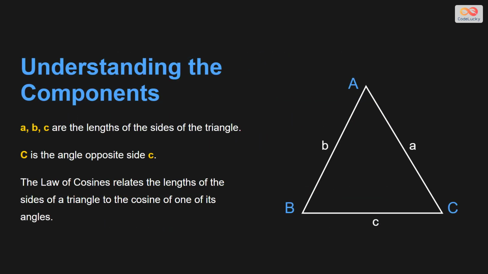Let's break down the parts of a standard triangle. We label the side lengths as A, B, and C. The angles opposite these sides are labeled with corresponding capital letters, A, B, and C. So, angle C is opposite side C, angle B is opposite side B, and so on. This relationship is key to applying the formula correctly.